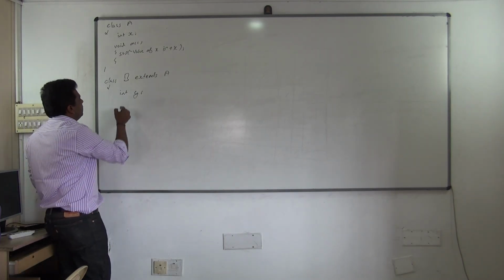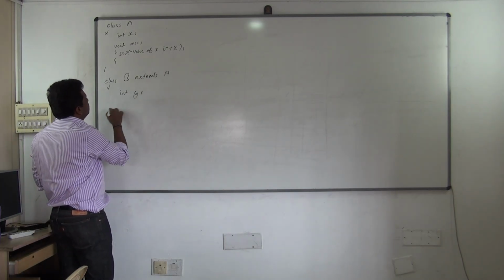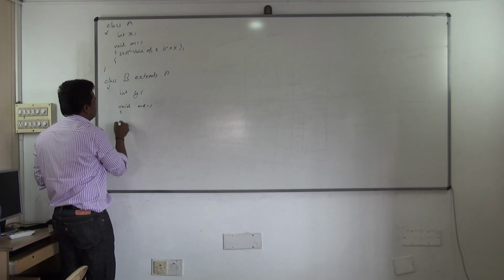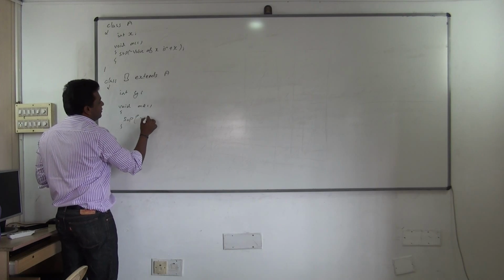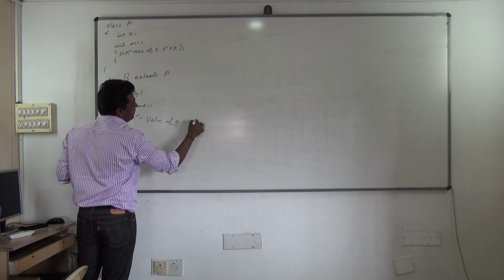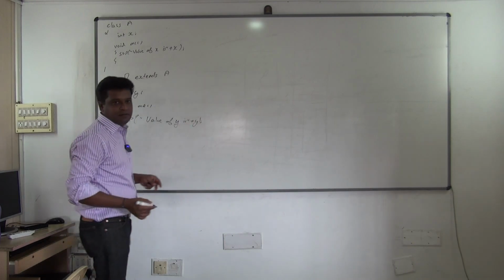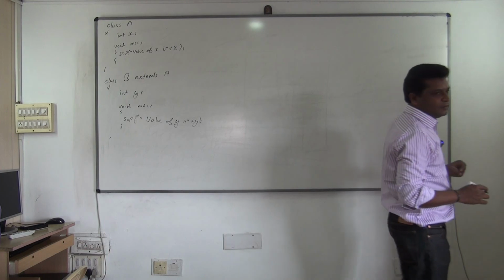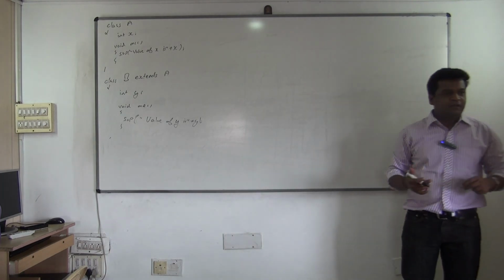Understood? So now what will I do? How will you initialize this? Adding an extra member. Void m2. All this you know now, we have already done it. Value of y is plus y. As simple as that. Adding an extra variable. Not just one, you can add any number. Understood? You can add any number.